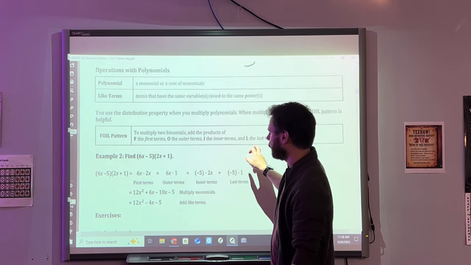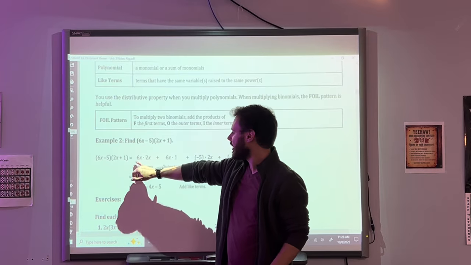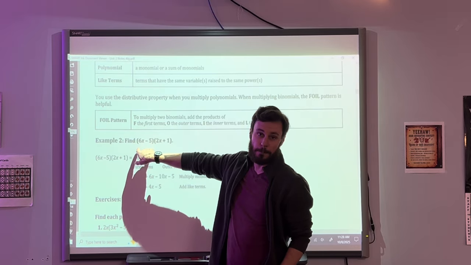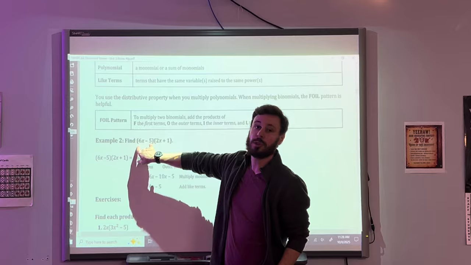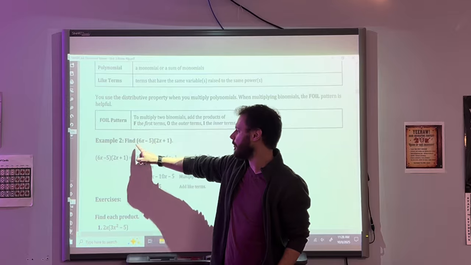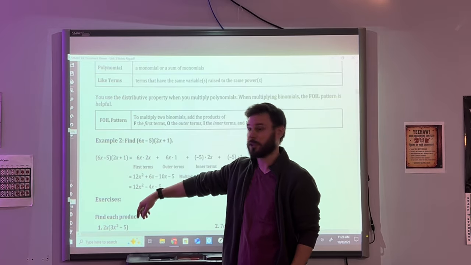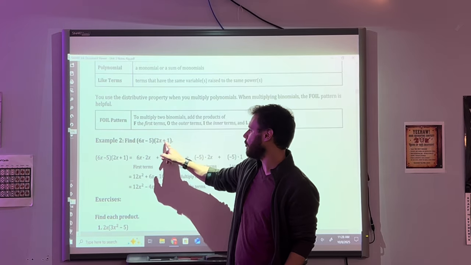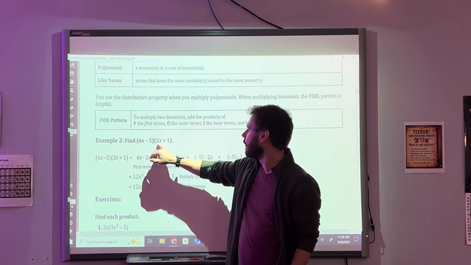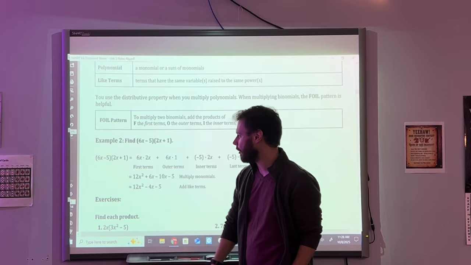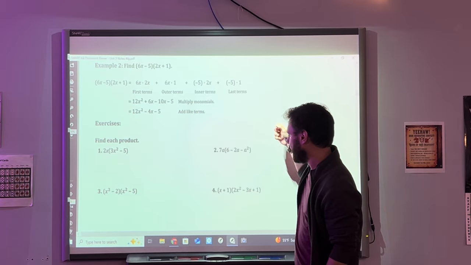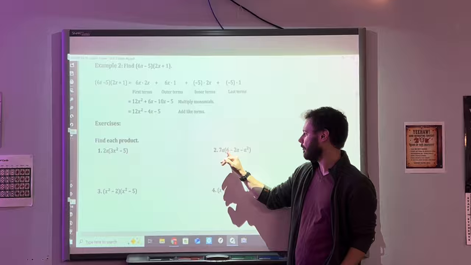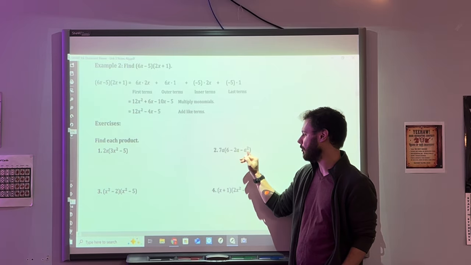So here, I've got 6x minus 5. This is what's called a binomial because there are two terms inside of this. The first term is 6x, the second term is 5. Here I have two terms, it's another binomial. 2x and 1 are the terms. Here, I have a trinomial, 3 terms, 6, 2a squared.